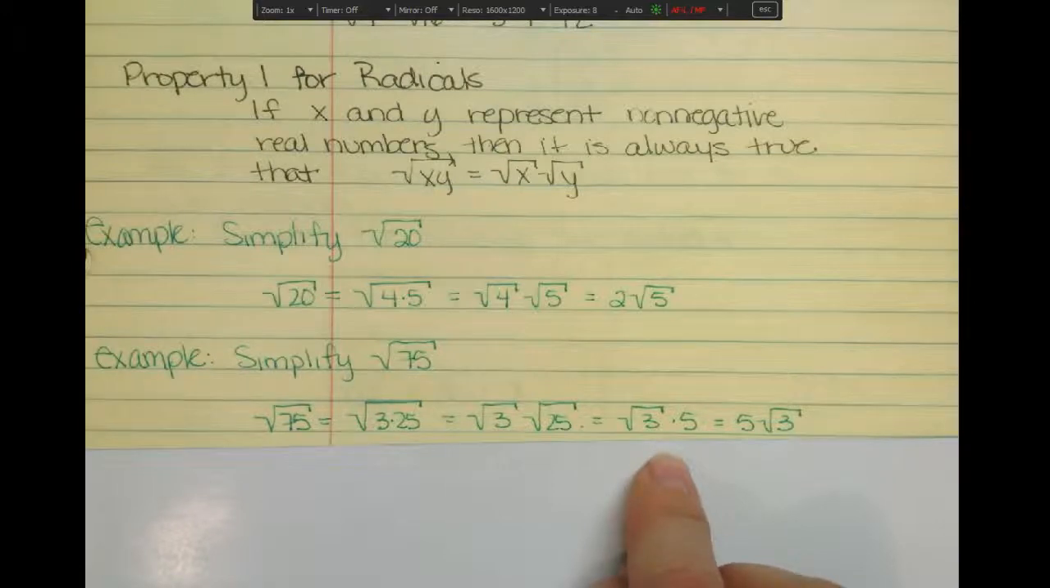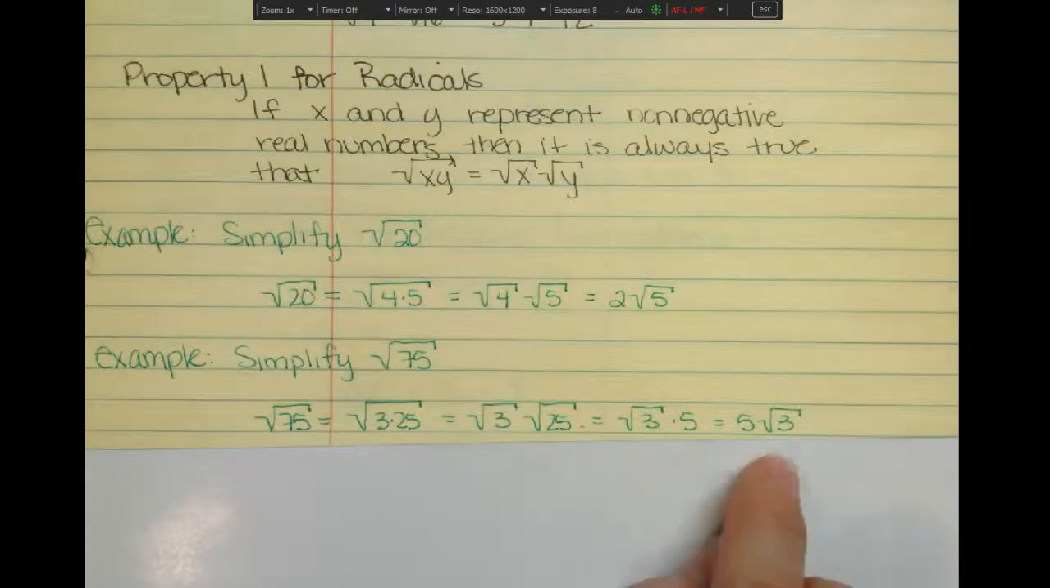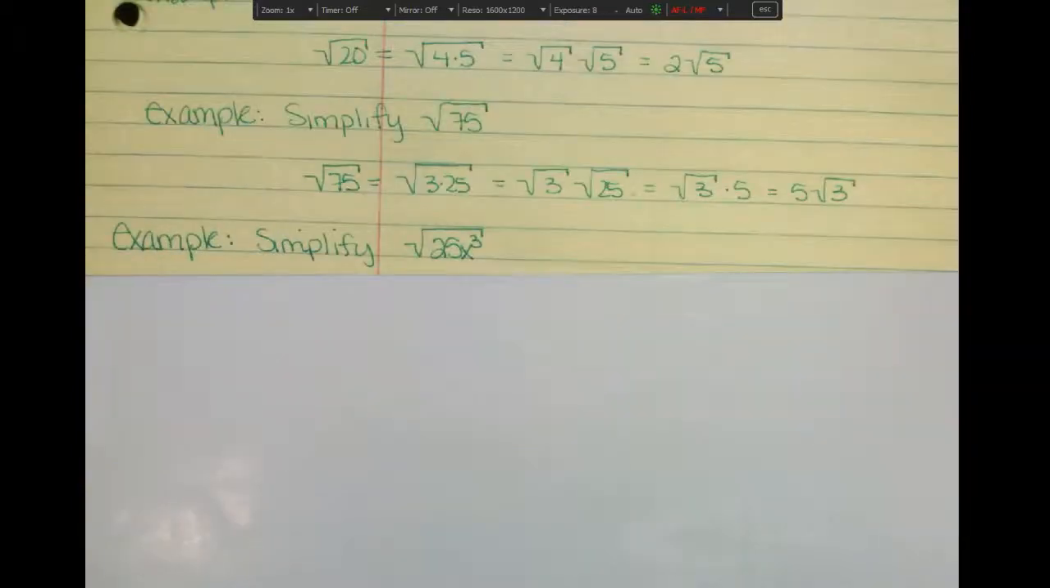But just like when we're working with variables, we do put the variable second. So if it was x times 5, our final answer would be 5x. The same thing with radicals. So it would be 5 times the square root of 3. Here's a little bit more complicated problem to simplify.